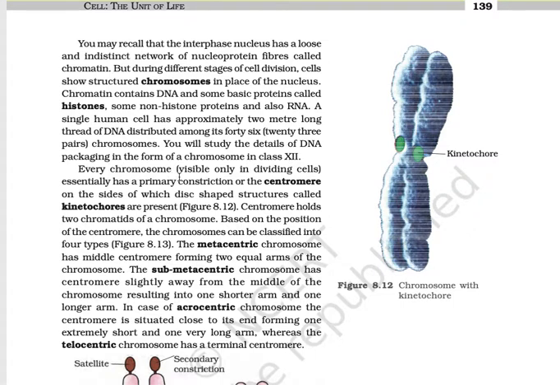Every chromosome, visible only in dividing cells, essentially has a primary constriction or the centromere, on the sides of which disc-shaped structures called kinetochores are present. Figure 8.12. Centromere holds two chromatids of a chromosome. Based on the position of the centromere, the chromosomes can be classified into four types.